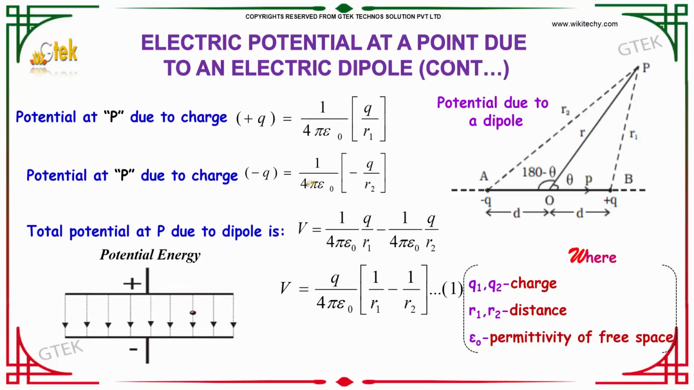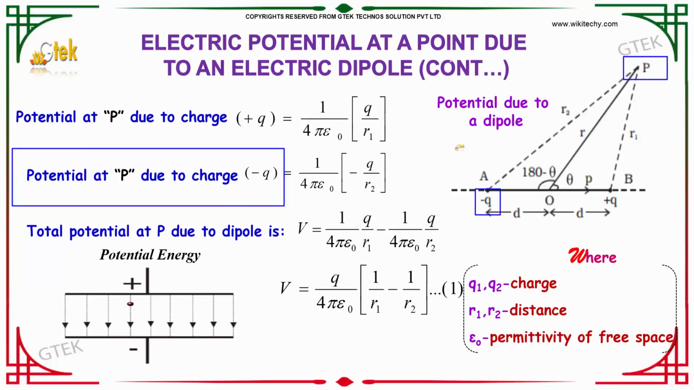In order to find the potential at a point P due to the charge plus Q, the equation is as follows: 1 divided by 4 pi epsilon naught into Q divided by R1. So this is the potential at a point P due to the charge plus Q. In a similar way, the potential at a point P due to the charge minus Q will be 1 divided by 4 pi epsilon naught into minus Q divided by R2. So this is indicating the potential at a point P due to the charge minus Q.